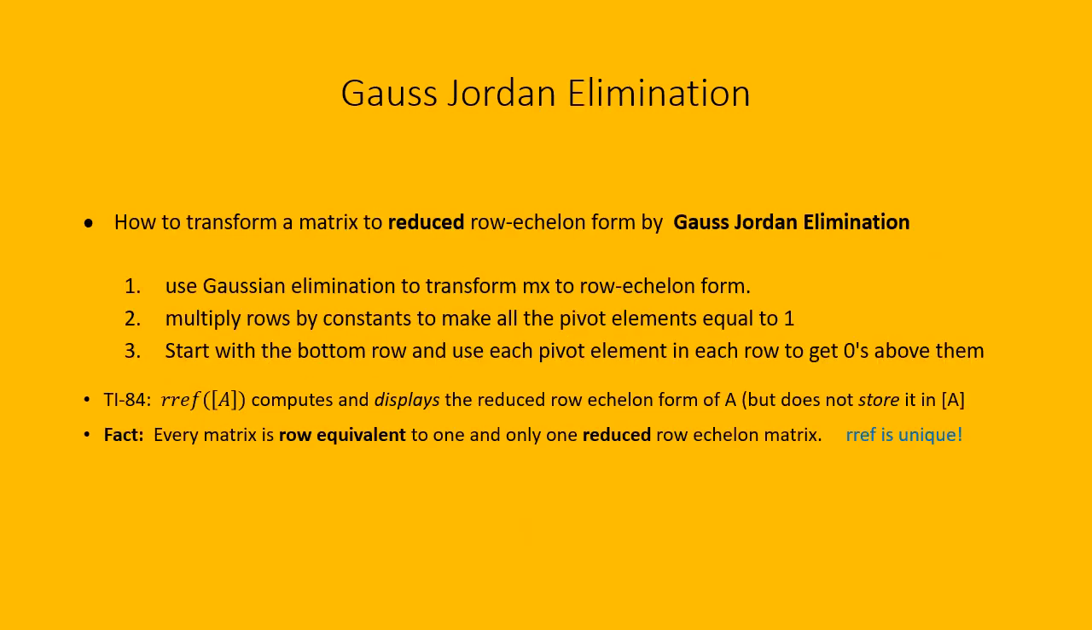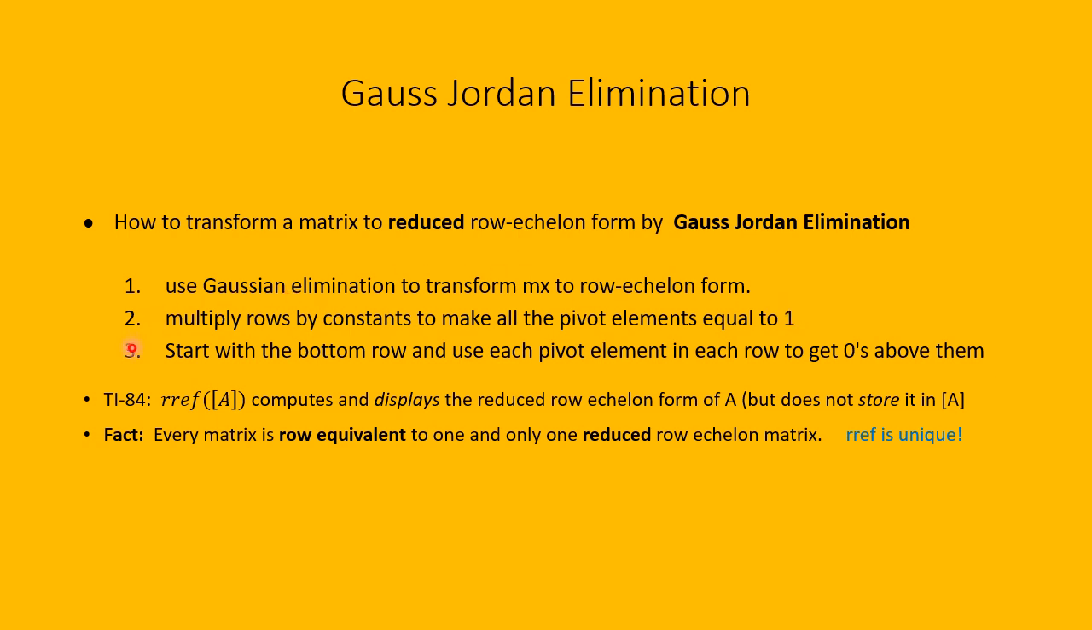To get a matrix in reduced row echelon form, we will use an algorithm called Gauss Jordan elimination. In this Gauss Jordan elimination, the first thing we do is use Gaussian elimination to transform the matrix to row echelon form. Then, secondly, for each row, let's multiply the row, if necessary, by a constant to make the pivot element equal to 1. So we do that for all the rows. The pivot is the leading non-zero entry, the leftmost non-zero entry.